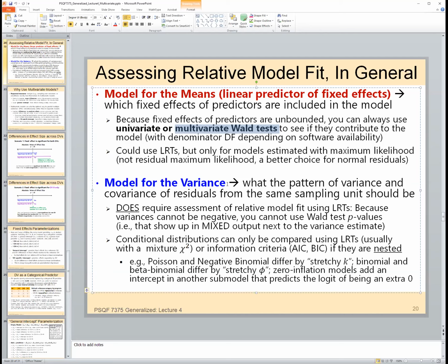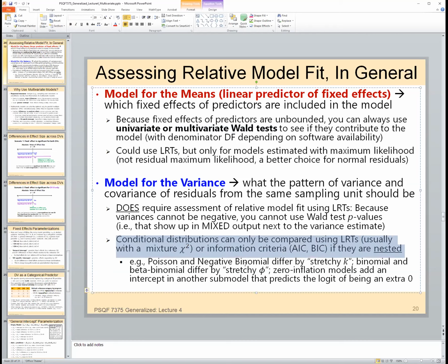When you do need to do likelihood ratio tests is in deciding what the model for the variance should be. So which R matrix pattern fits relatively best, for instance. You cannot use the p-values that show up next to the variance component estimates because they're not valid, because variances are not unbounded. They're bounded at 0. You can use likelihood ratio tests to make decisions about the variance model if they're nested.